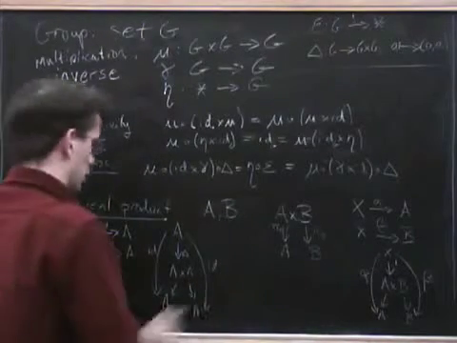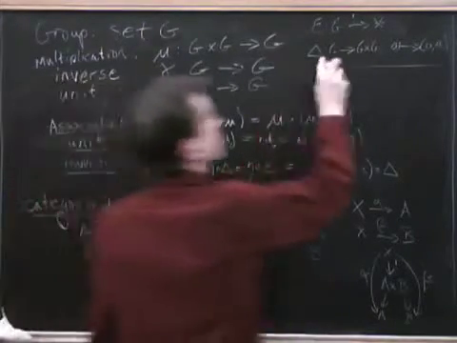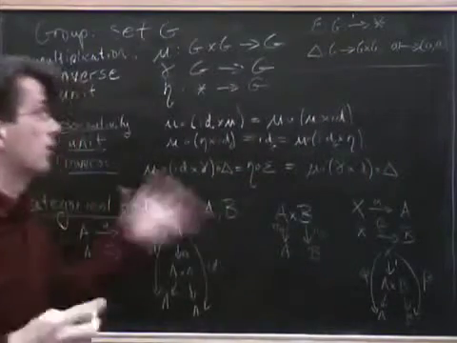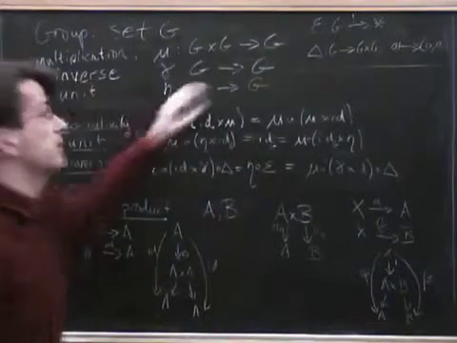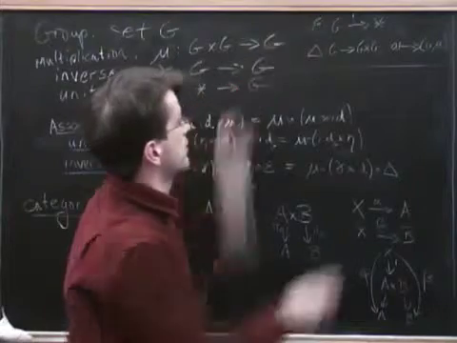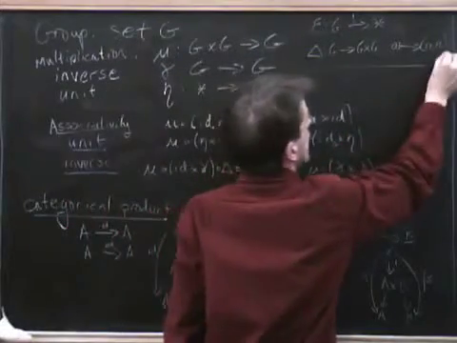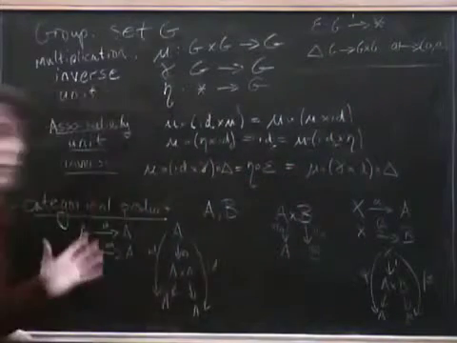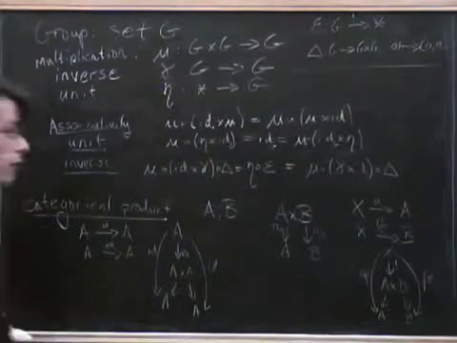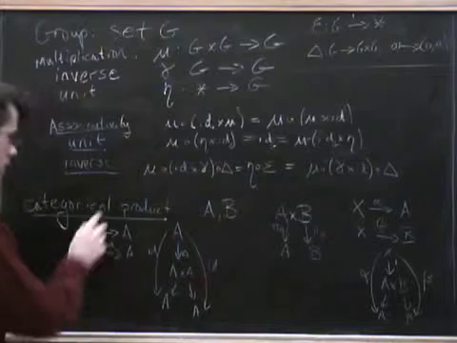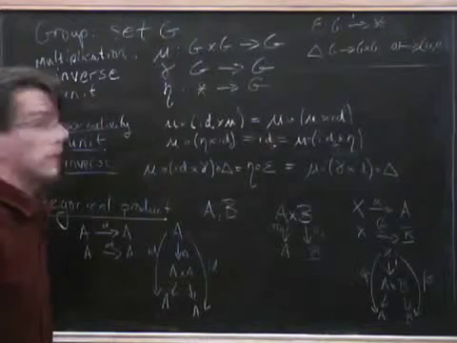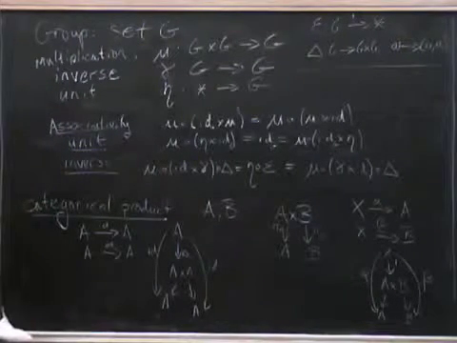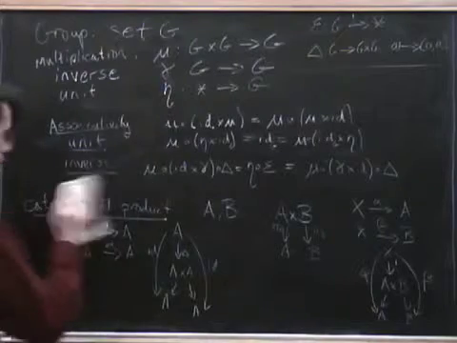So the diagonal map delta comes out of the structure of the category of sets. So this is embedded in the category of sets. I don't have to refer to elements here, which we don't want to do. I just use the universal property of the categorical product to do that. Okay. So that's going to be important in a minute.